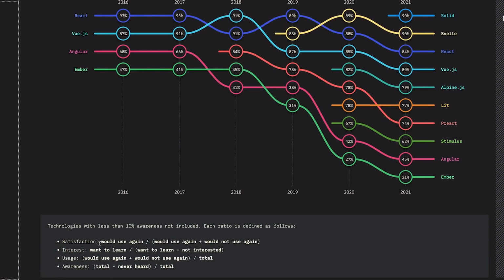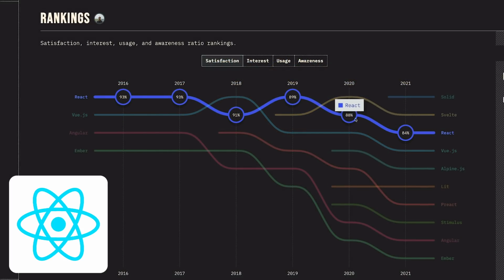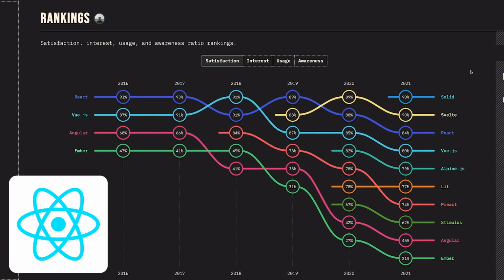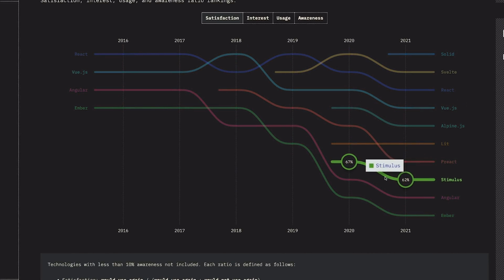The satisfaction formula over here says would use again divided by the total number of people who attempted. For React, you can see it's pretty stable, jumping between 80 to 90% every single year. Now the survey is actually fine for satisfaction. I mean, it gives a clear picture.